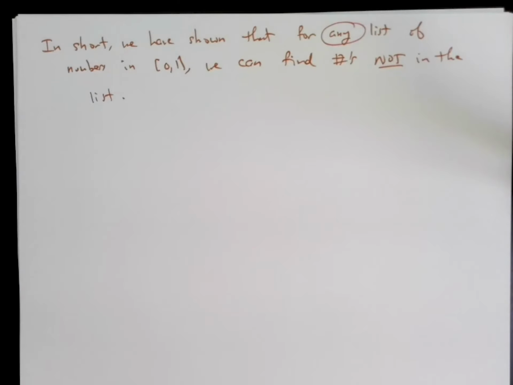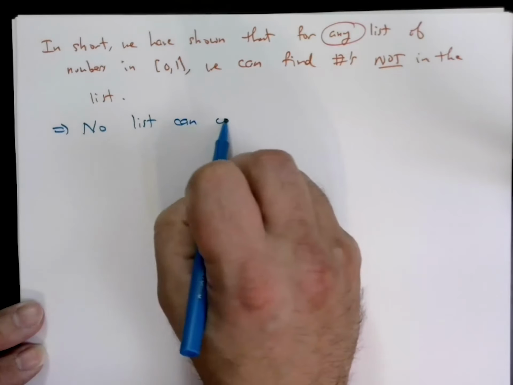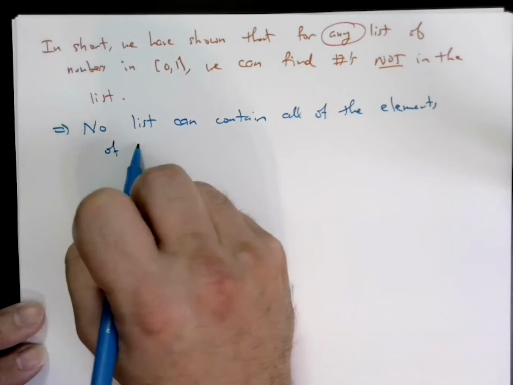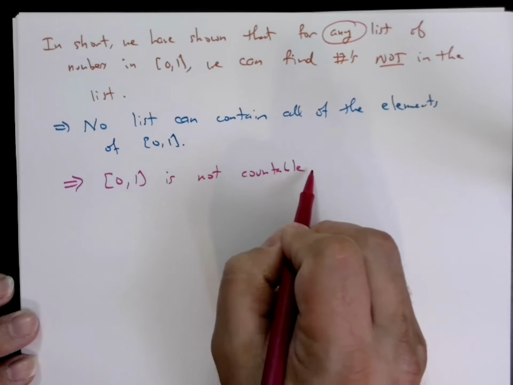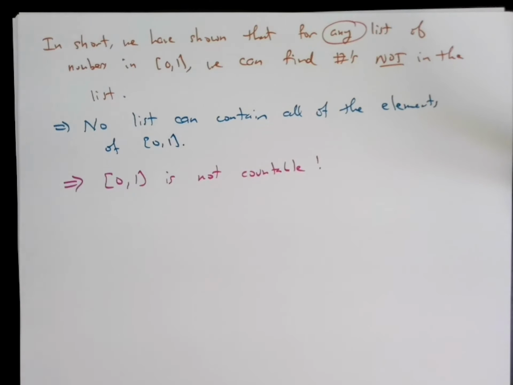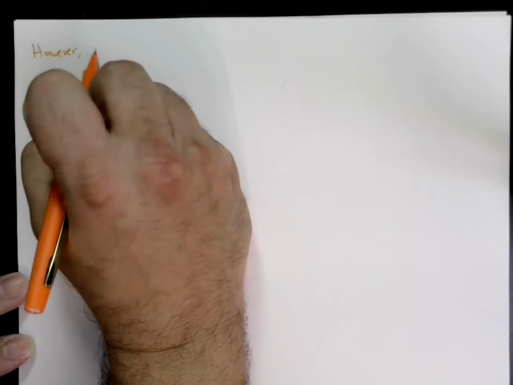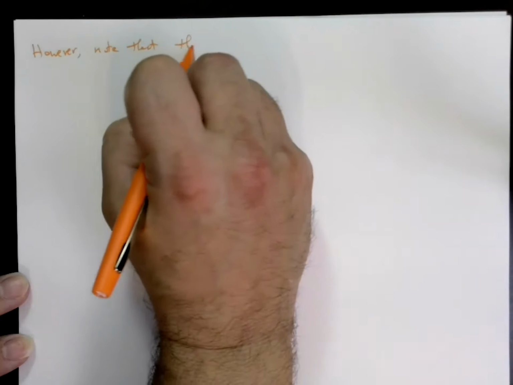In particular, what we've really shown is that for any list of numbers in [0, 1], we can construct a number that's not on our list. That implies that no list can contain all of these elements, and if no list can contain all these elements, the set is not countable. Okay, we have shown that the interval is not countable, which means that there's no bijection between the natural numbers and the interval.